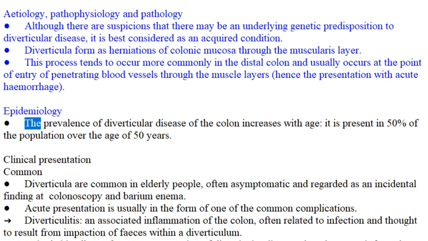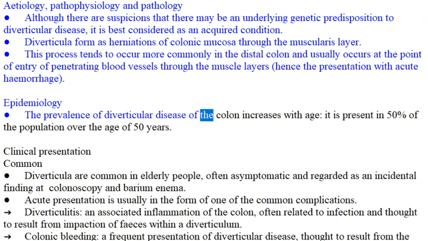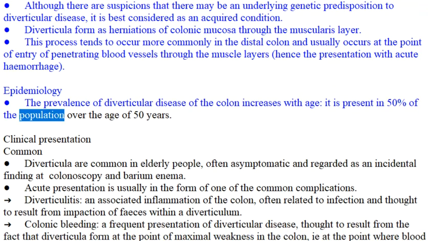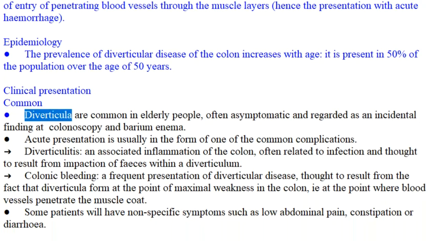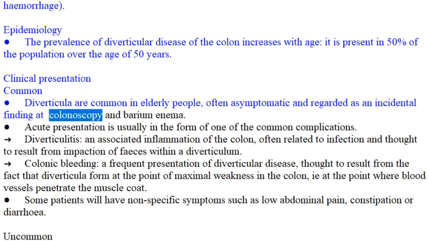Epidemiology. The prevalence of diverticular disease of the colon increases with age. It is present in 50% of the population over the age of 50 years. Clinical presentation. Common. Diverticula are common in elderly people, often asymptomatic and regarded as an incidental finding at colonoscopy and barium enema.